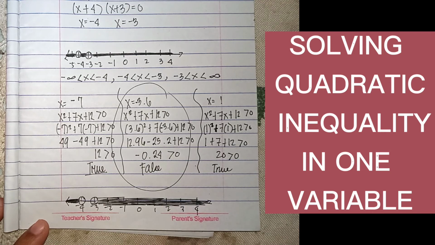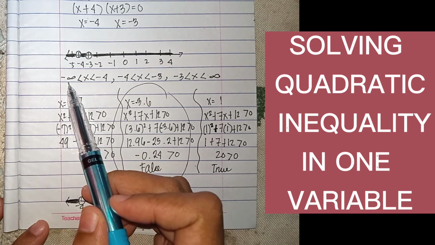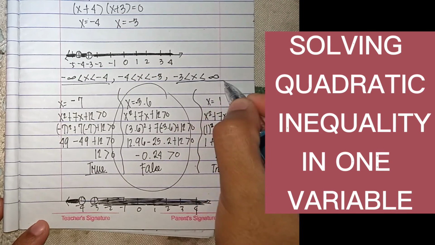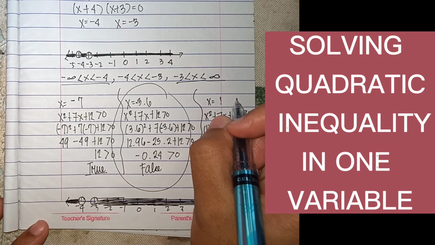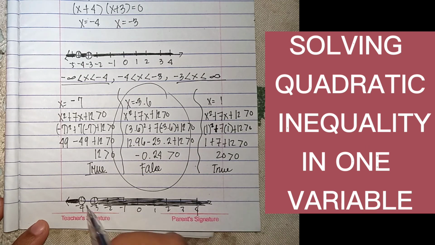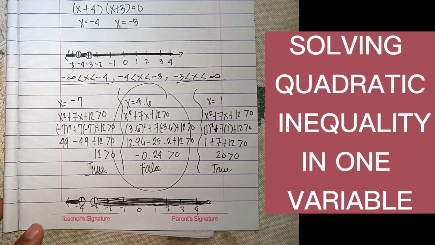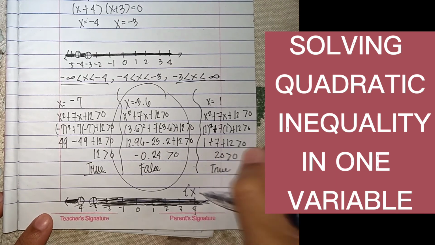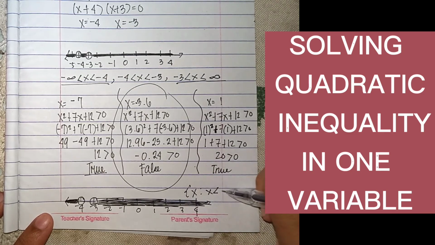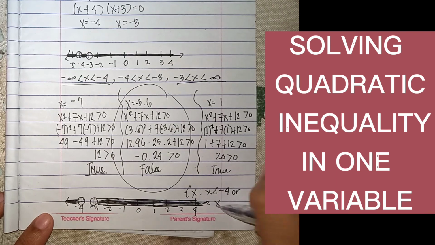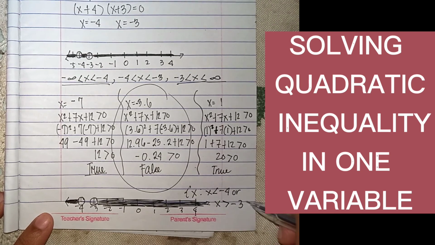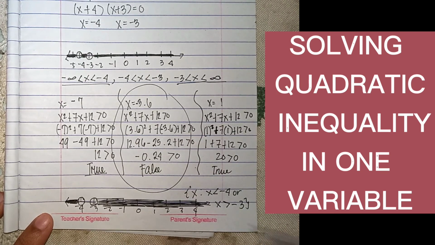Therefore the inequality is true for any value of x in the intervals negative infinity less than x less than -4 and -3 less than x less than positive infinity, and these intervals exclude -3 and -4. So the solution set of the inequality is x less than -4 or x greater than -3, and its graph is shown here.